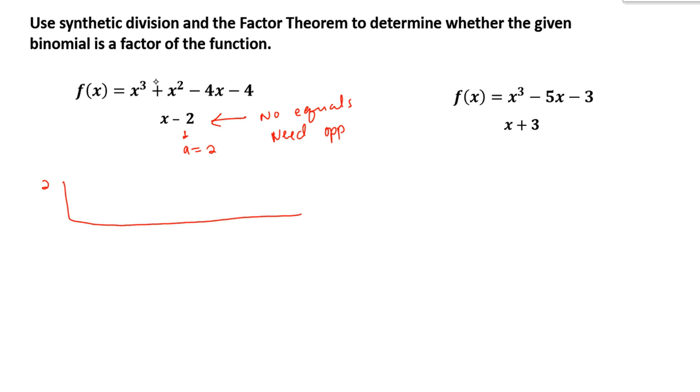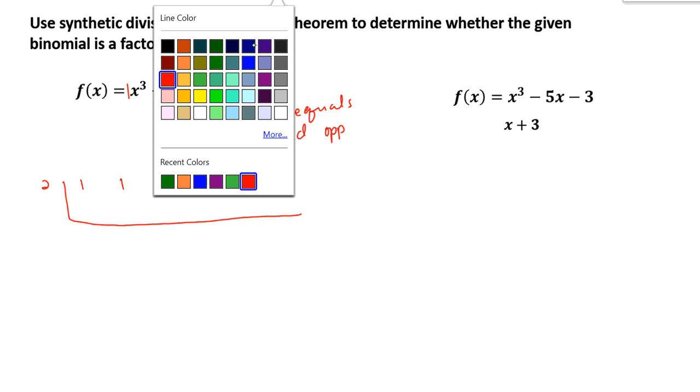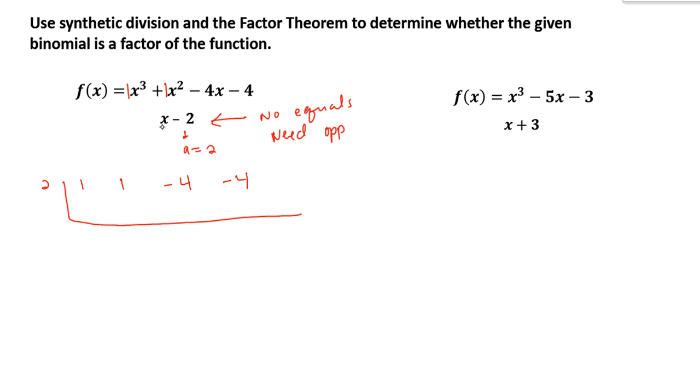Looking at our powers, 3, 2, 1, none, so we're okay there. Coefficients: 1, 1, negative 4, negative 4. Bring down the first term, multiply and add, multiply and add. Bam. Remainder is 0. Yes, it is a factor.